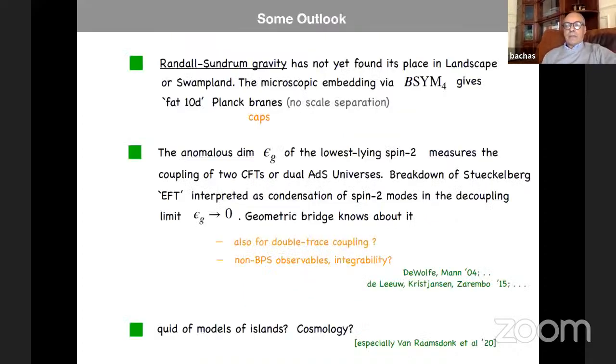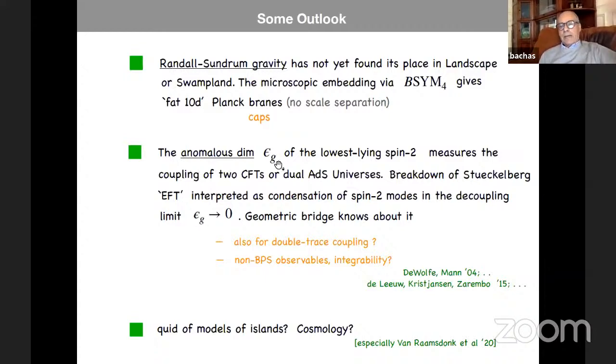So this brings me, essentially, I'm done, to 3 questions and remarks. First of all, Randall-Sundrum gravity has not yet found its place in the landscape or the swampland. The microscopic embedding via boundary super Yang-Mills 4 gives really flat 10-dimensional caps rather than thin Planck branes. There is no scale separation. So at least if you are interested in localizing gravity, you have to worry seriously about this question.